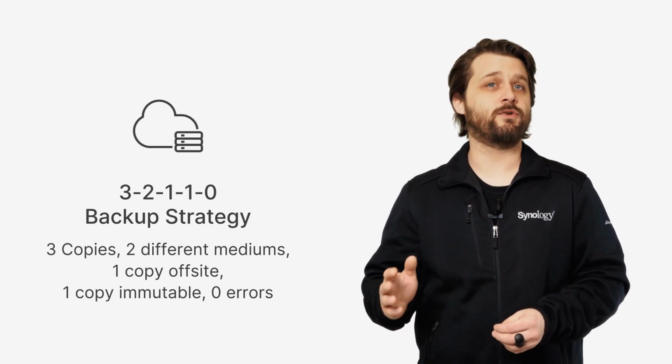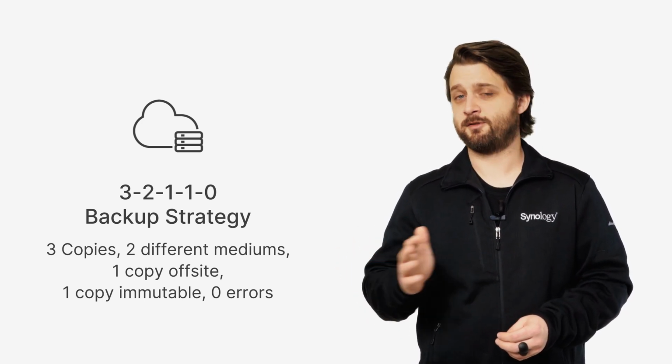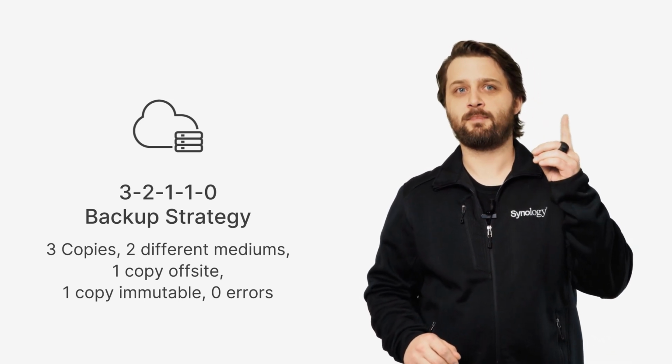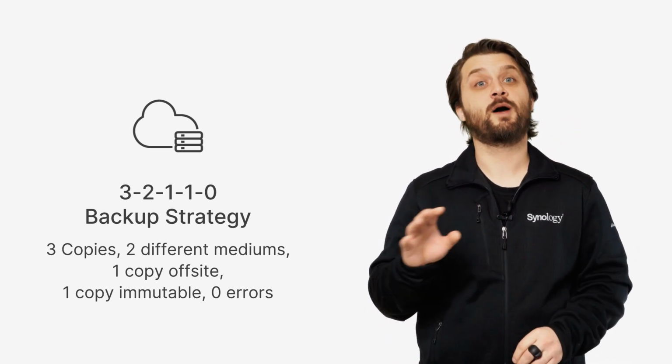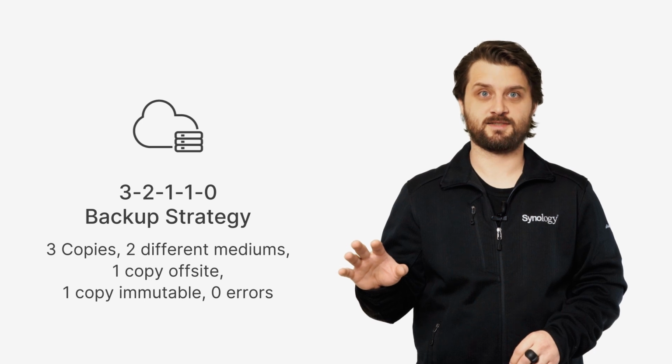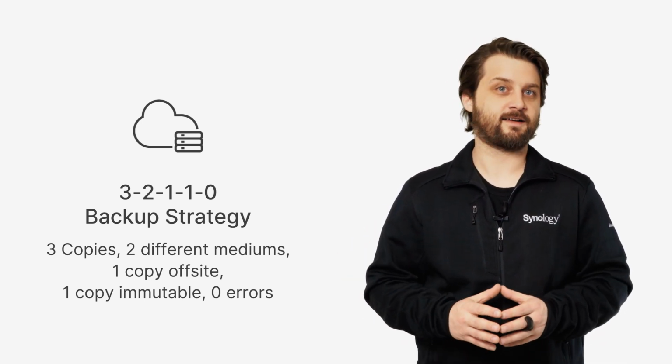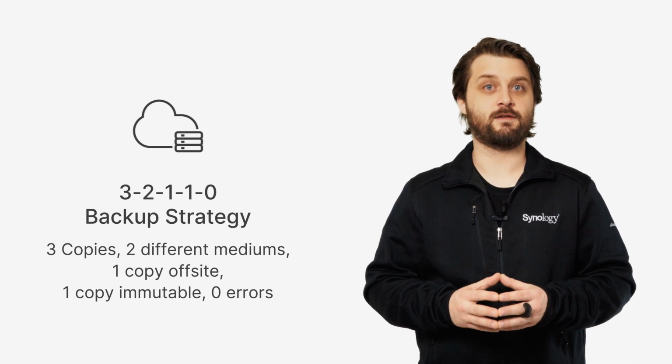The 1 and the 0 in this backup strategy, the 3-2-1-1-0 strategy, include at least one immutable copy requirement and 0 errors across your entire backup system. So this 3-2-1-1-0 strategy is the strategy that ActiveProtect Manager deploys in the environment.